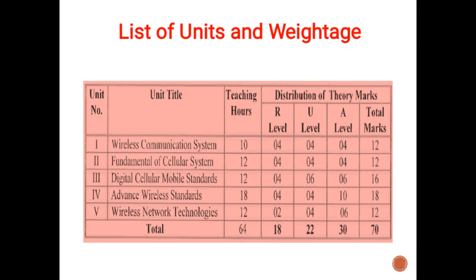The last unit is wireless network technologies, which has a weightage of 12 marks. The distribution is like 2 marks for remember, 4 marks for understand and 6 marks for apply. Total is 70 marks.